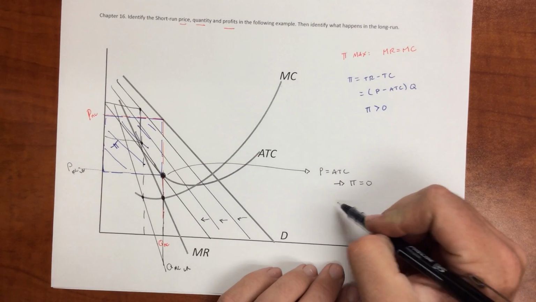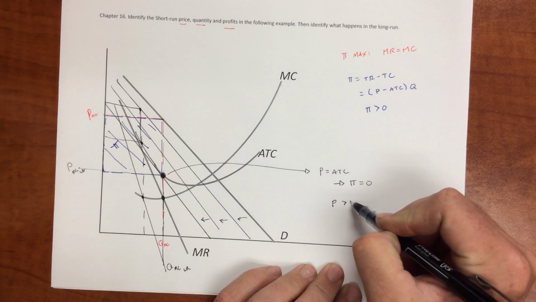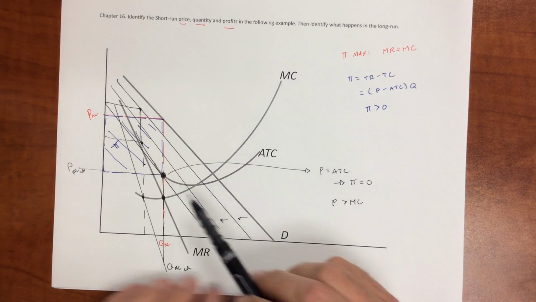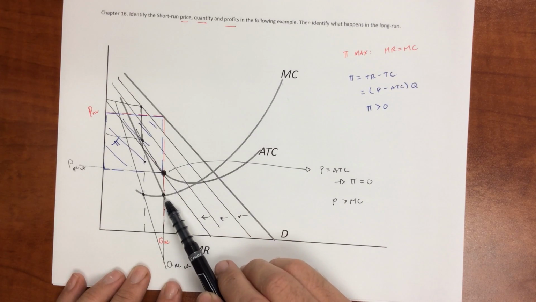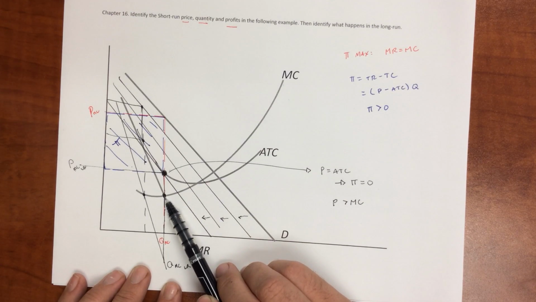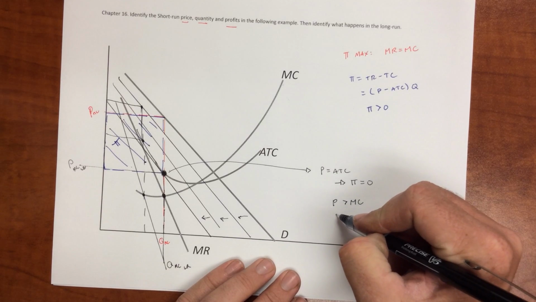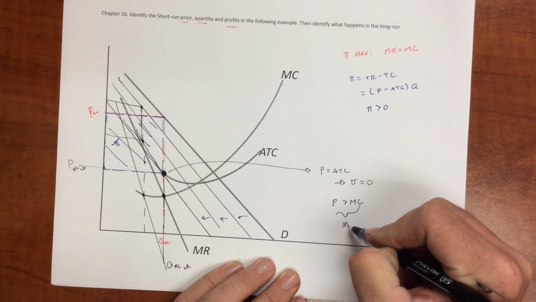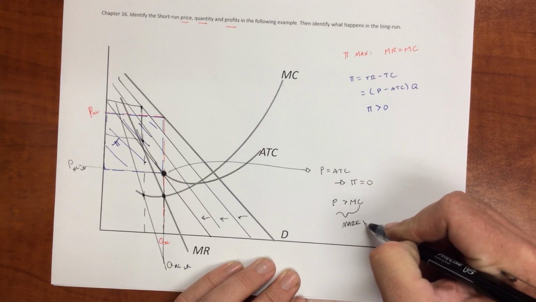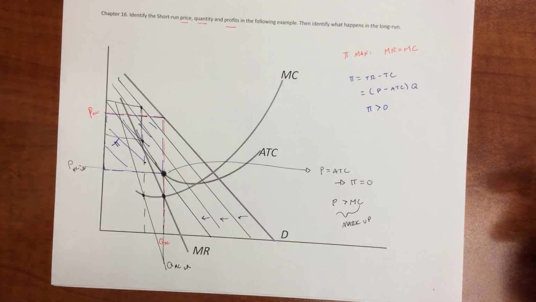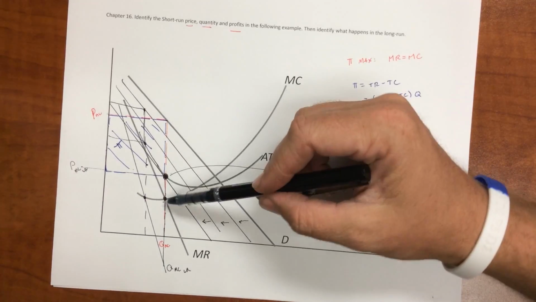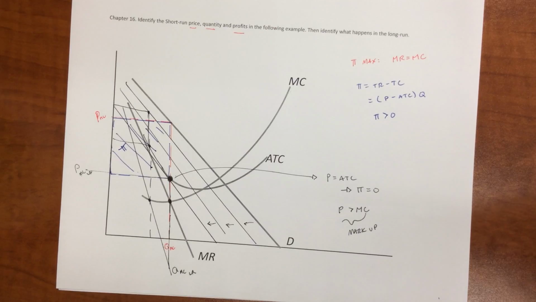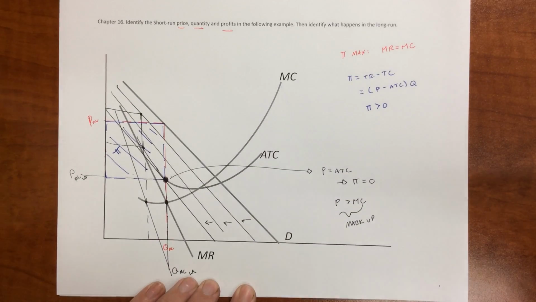However, also in that case, price is above marginal cost. So here's our price, and here's our marginal cost. And this difference here is what we call the markup. It actually charges a price above marginal cost, or what it costs to produce it.